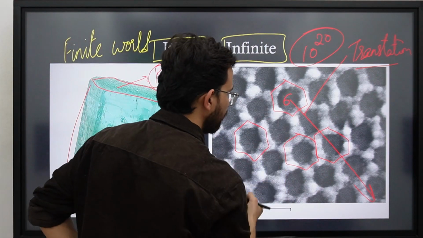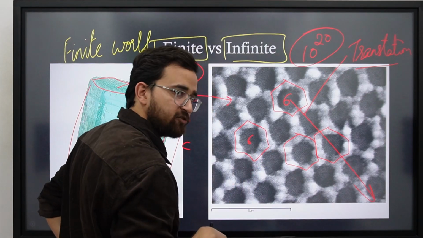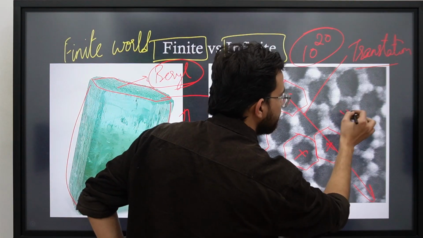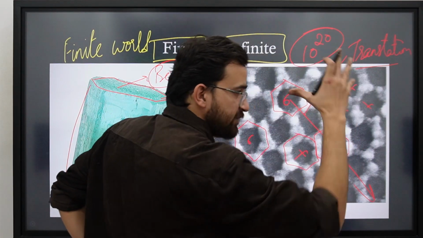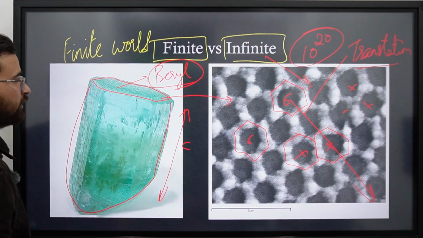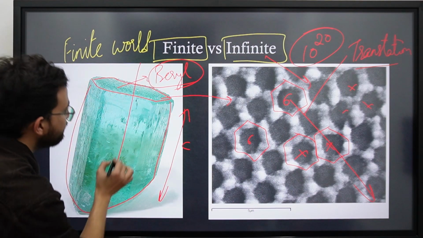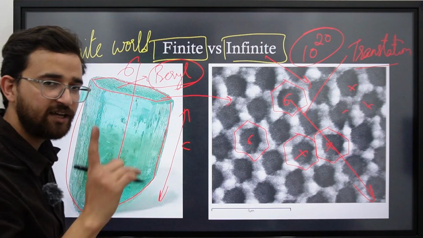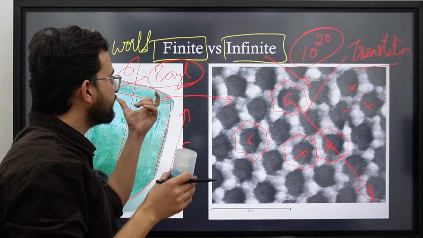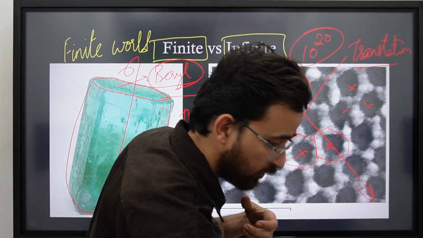So this is a sixfold. A sixfold also exists at this place. There is another sixfold here, another sixfold, another sixfold. There are multiple sixfolds in the infinite world. What about the finite world? Where is the sixfold? You just have one sixfold here, one single sixfold going through the center of the object, that is our beryl hand specimen.